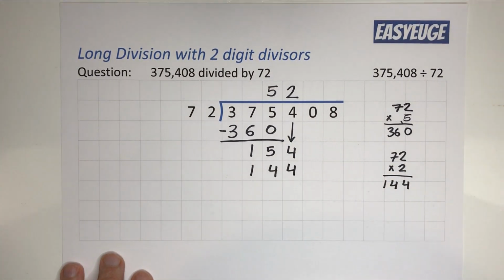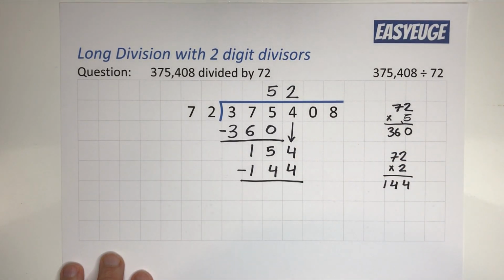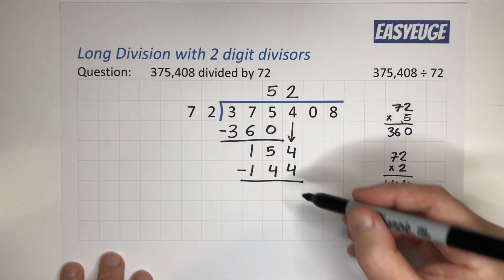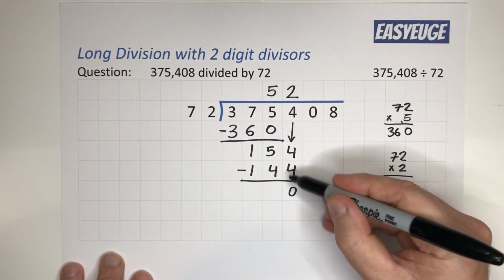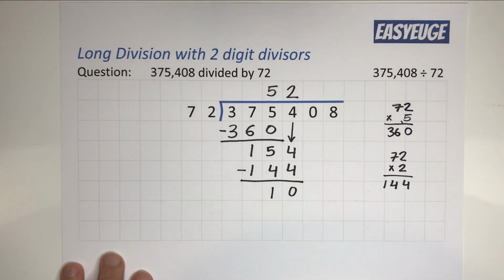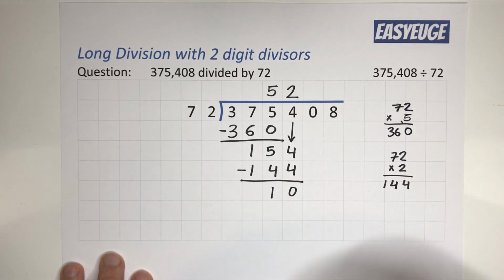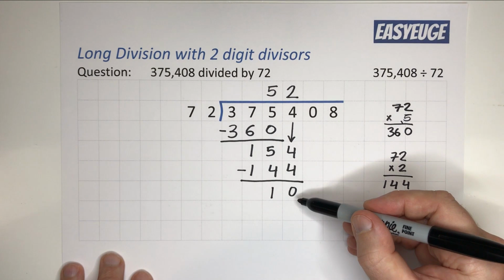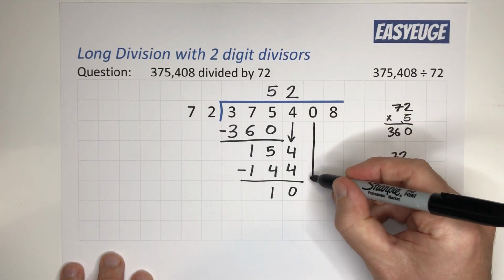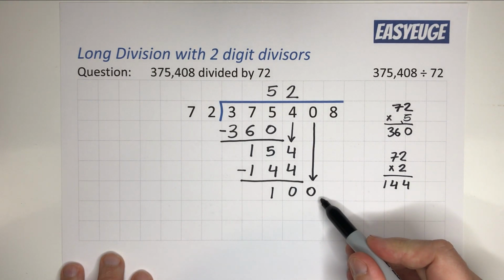144. And we'll put our takeaway symbol, our minus, and we'll draw our answer line to work out how far away from the answer we were. 4 take away 4 is 0, 5 take away 4 is 1, 1 take away 1 is 0. So we're now left with 10. Okay, 72 won't divide into 10, so we'll carry down our next number, and this number becomes 100.